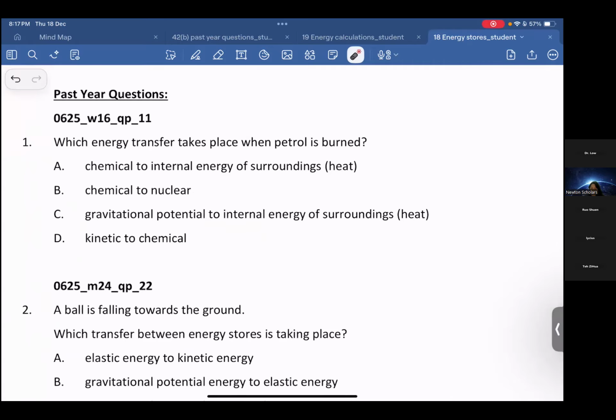Energy transfer. Which energy transfer takes place when petrol is burned? Petrol. What kind of energy is in the petrol? And what will the energy be transferred to? Try, and then tell me your answer.